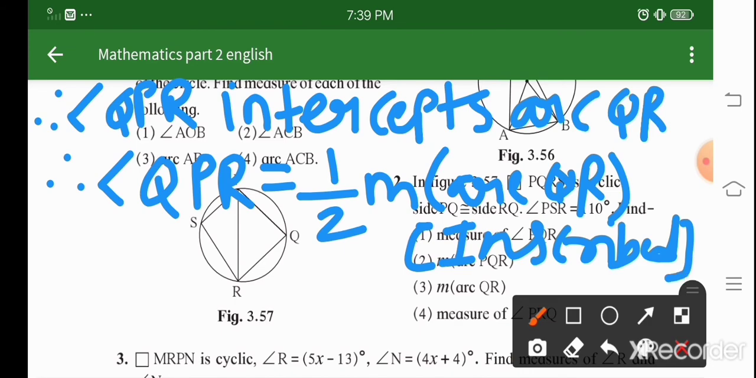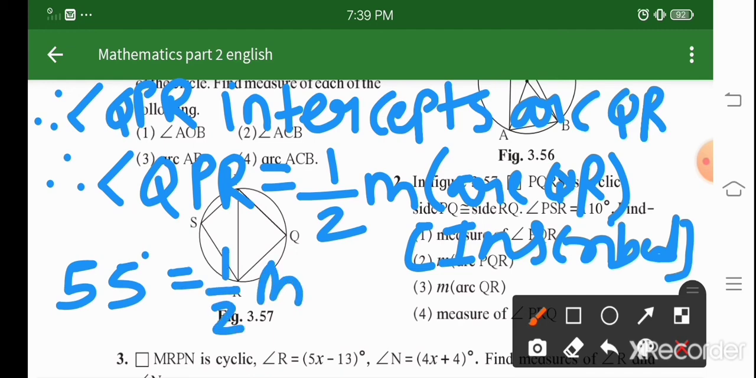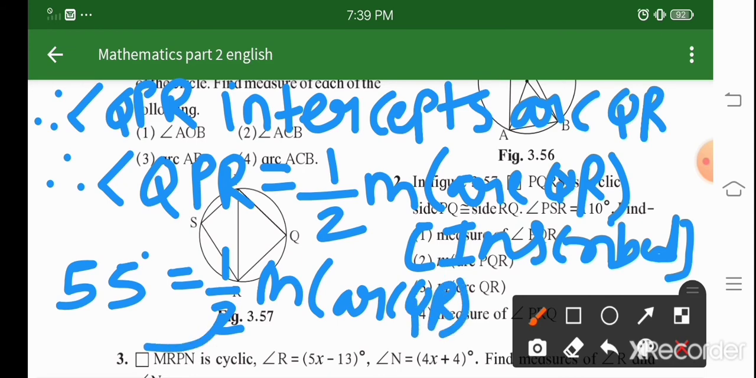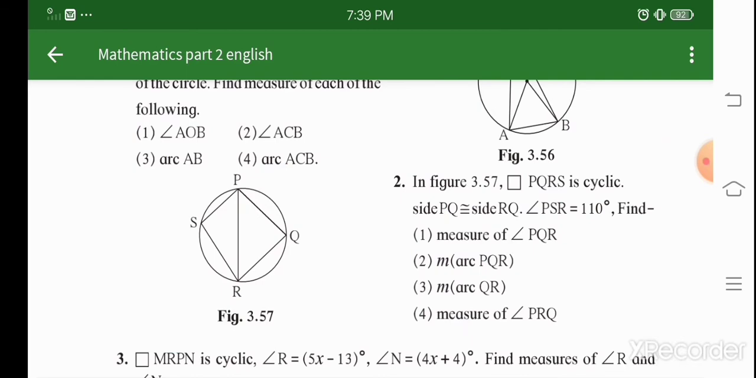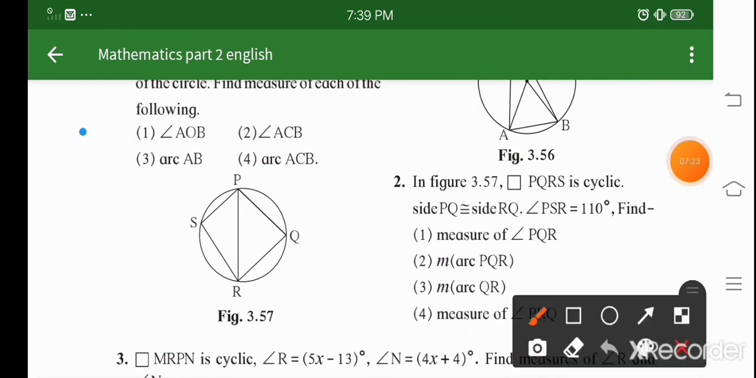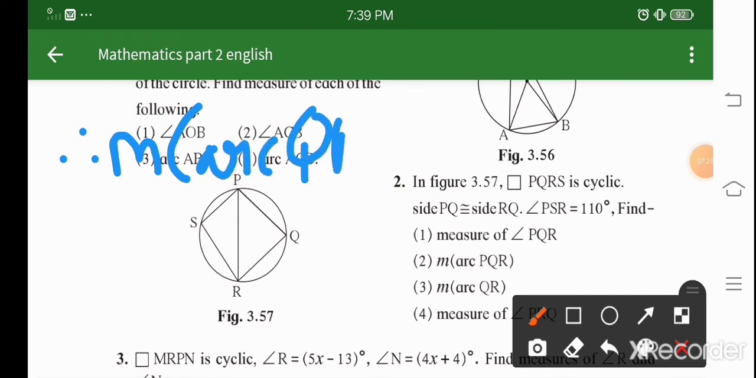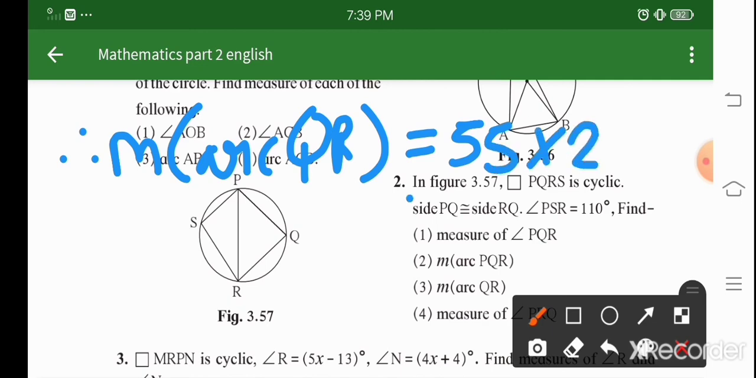So now we have that angle QPR, that is 55, is equal to 1 upon 2, and this major arc will be as it is, major arc QR. So now take this 2 over here and do multiplication. You will get your major arc. Therefore measure of arc QR will be 55 into 2. 55 into 2 will be 110. So with this we have completed this sub question of the second question. I think this is clear.